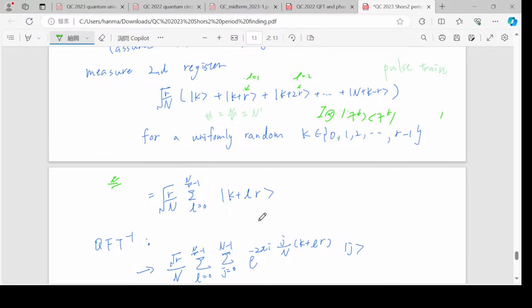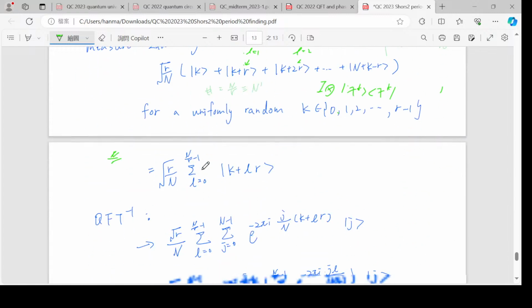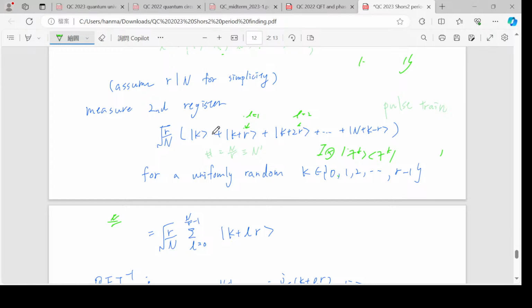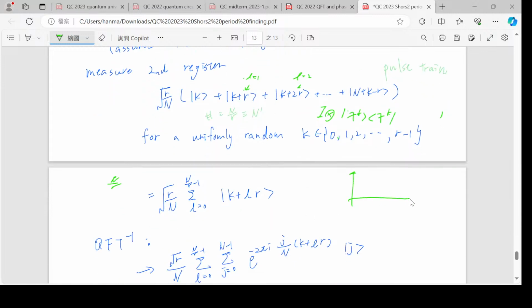So this is the state after this step, before you do the QFT, and what you get in the computational basis. And why should Peter think that he should do a Fourier transform on this state? Because this state is actually very famous in classical signal processing. It's called an impulse train. So this state looks like this.